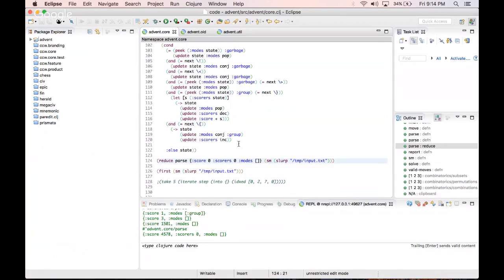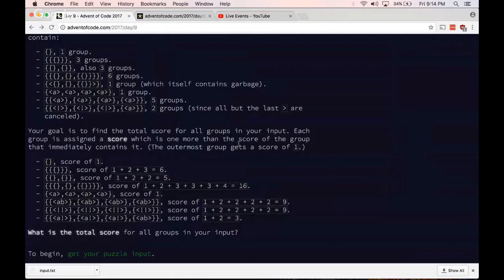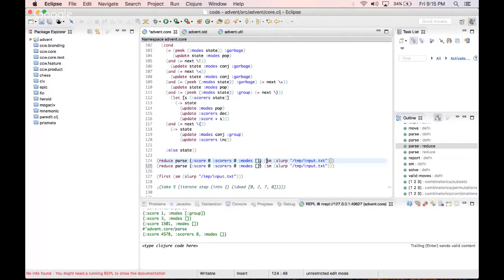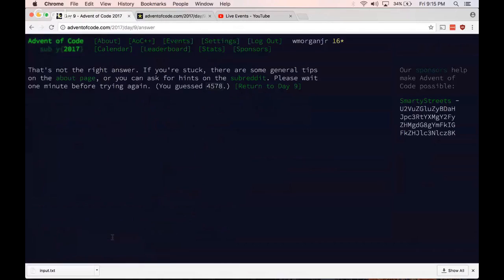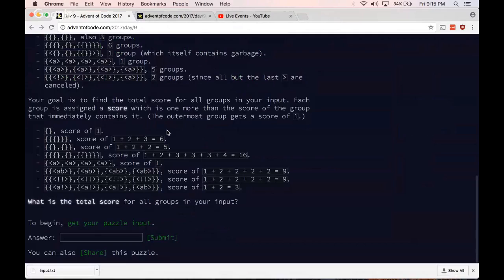It does, but I'm a little bit paranoid. So let's just try it with something like this, which seems like if we get the right answer here, I'll be feeling pretty confident. Score of 16. All right, so 4578. Not the right answer. Okay. Well, let's try it on the rest of the test cases here.